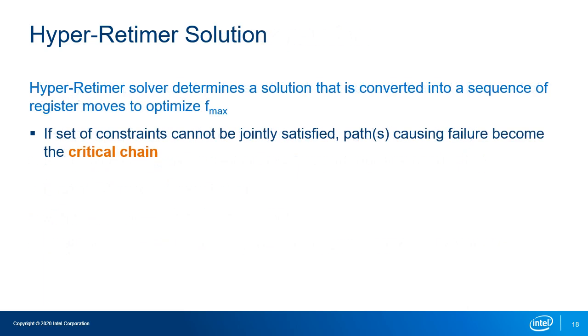With these constraints, the Hyper-Retimer solver produces a solution that uses a series of retiming moves to optimize for clock performance, thus determining which registers are enabled and which are not. If this solver fails on a particular path, the path becomes what is called a critical chain. We'll talk more about this in follow-up online training to this one.